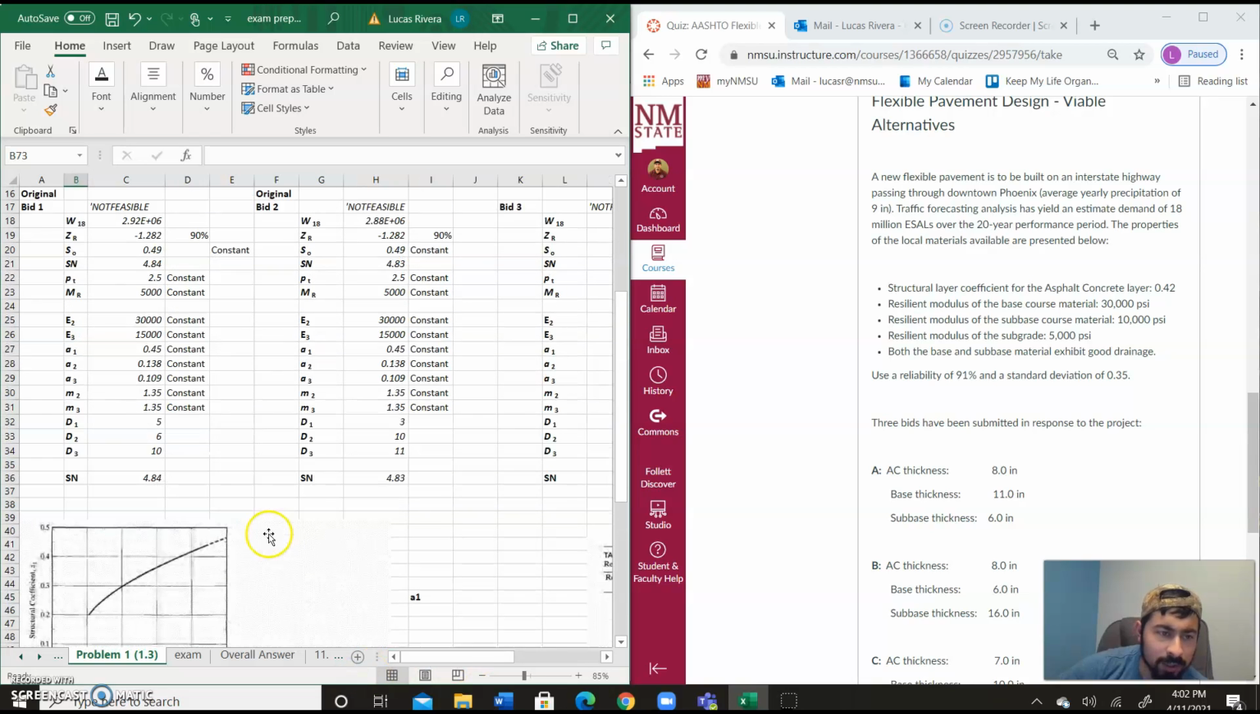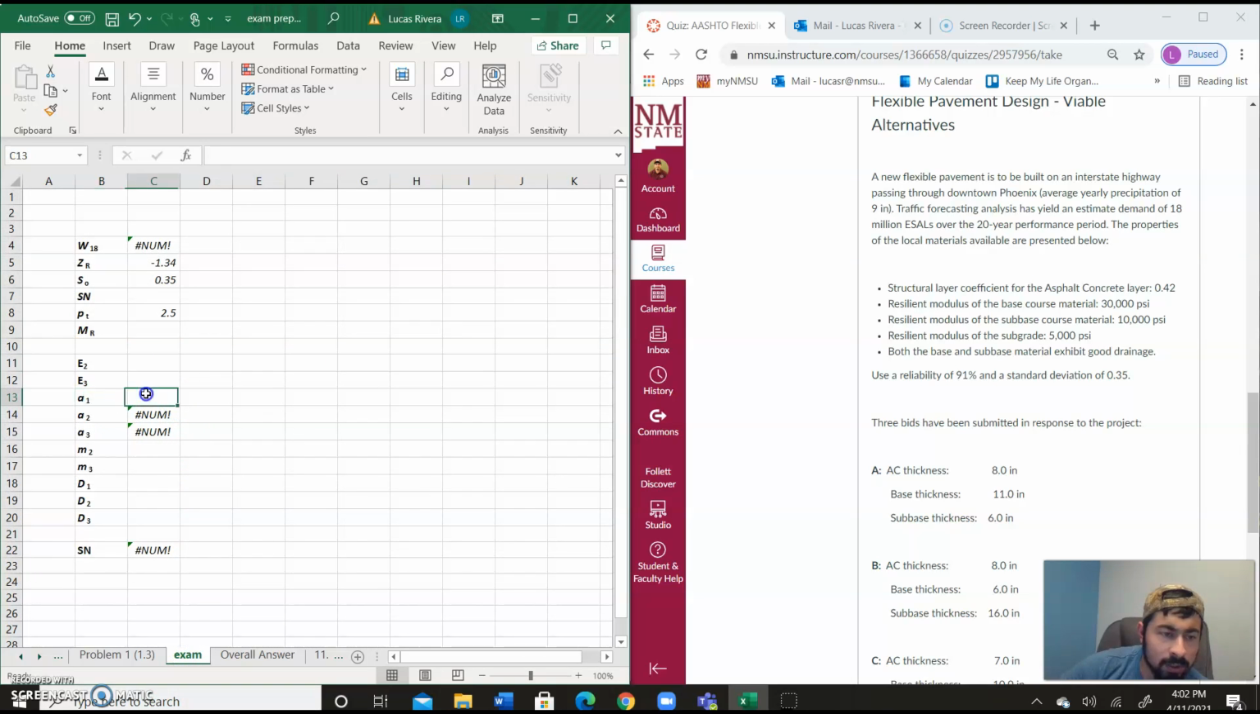Okay, I'm looking at the homework that I did last time, because this 0.42, that was the A1. A1 would be 0.42. MR is the average resilient modulus of the subgrade. Average resilient modulus of the subgrade, 5,000.